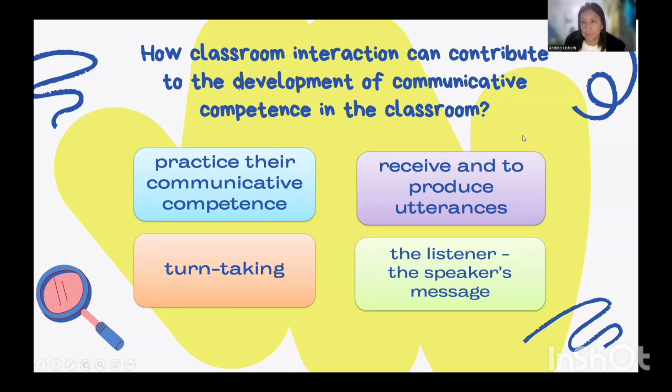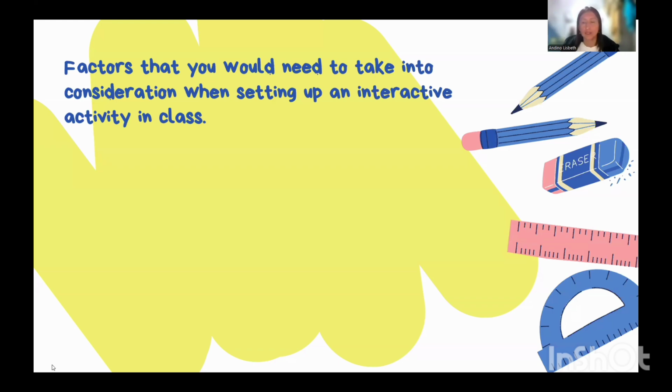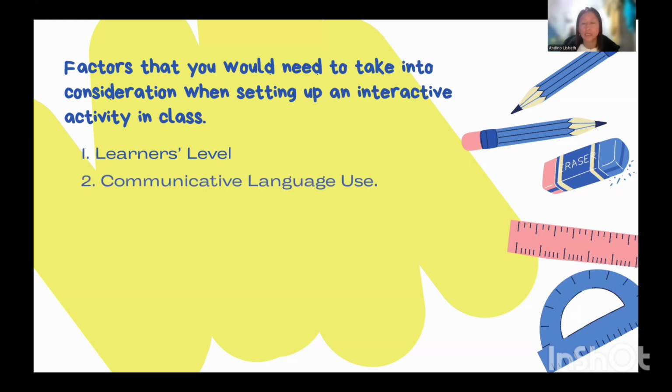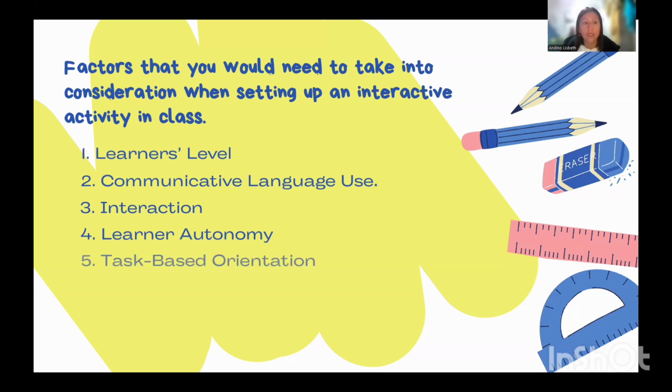competent speakers. These are the factors that we need to take into consideration when setting up an interactive activity in class. Number one, we have learners' level, if they are A1, A2, B1, B2, C1, C2. Number two, communicative language use, for example, role plays. Number three, interaction as a skill, for example, turn taking. Number four, learner autonomy, for example, reduced teacher control. Number five, task-based orientations, for example, a mystery.